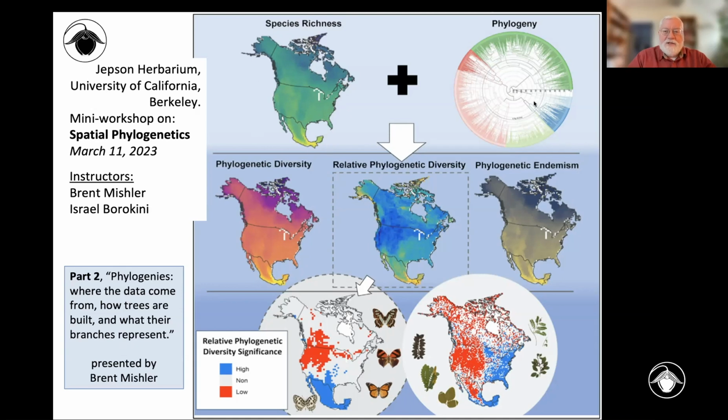looking at the distribution of organisms with a phylogeny, and then looking at the measures I'm going to talk about here in a minute to explain exactly what these mean, and then looking at the patterns that you get. And they're pretty spectacular.